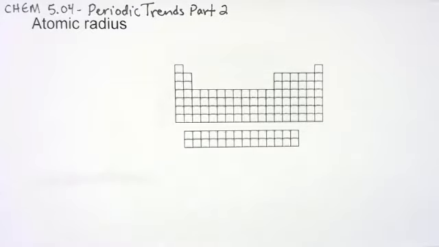Welcome to chemistry lesson 5.04, the second part of periodic trends. In this video, we're going to talk about atomic radius and electronegativity, which are our last two periodic trends.